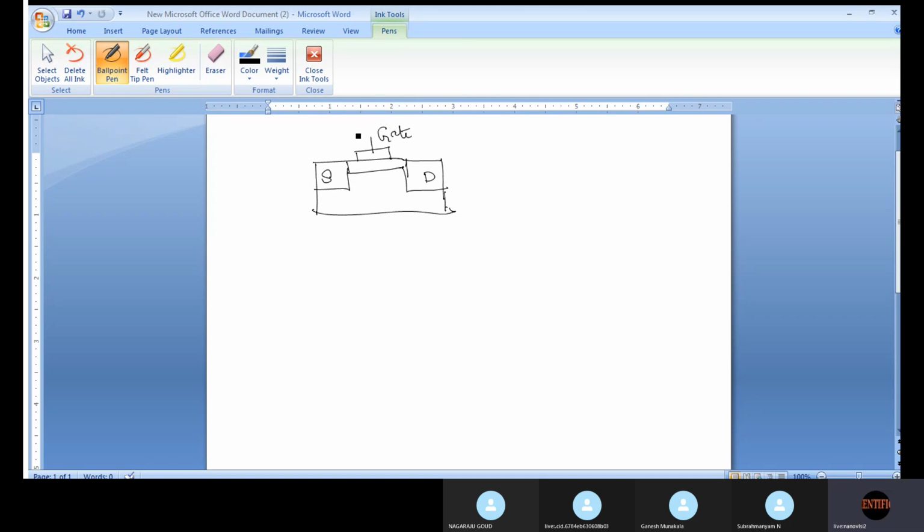Okay, so you need to give the Vin. Actually there will be a threshold for the gate, that is called VGS. The channel will be formed when Vin is greater than VGS. This is an enhancement mode MOSFET. Vin is greater than VGS, the channel is formed.